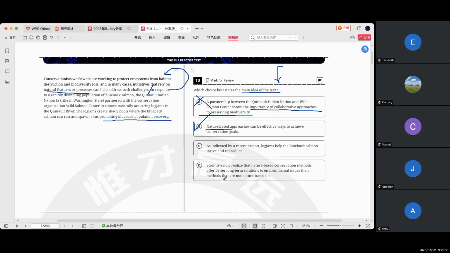It's not mentioned. And then D says scientists now realize that nature-based. So here it also talks about nature-based, but it says that nature-based methods offer better long-term solutions to environmental issues than methods that are not nature-based. Between B and D, it depends on whether the example shows there are some long-term benefits, but here it never mentions that. It only says it promotes population recovery and didn't really talk about long-term solutions or long-term benefits. So that's why B will be a better choice.